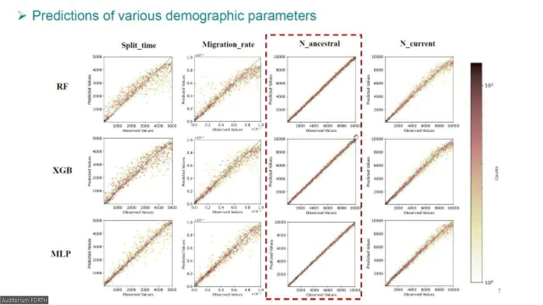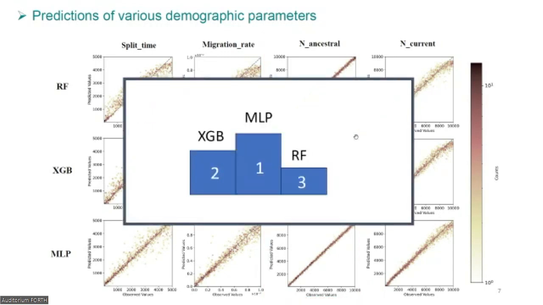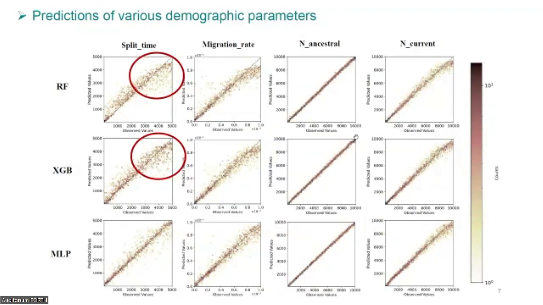But for the other demographic parameters, actually we have differences, with the MLP performing better than the XGBoost and than the random forest. So I show this looking at the metrics. And why do we have that? For instance, for the split time, we can say that we have a slight bias for high values of separation time for the random forest and the XGBoost.